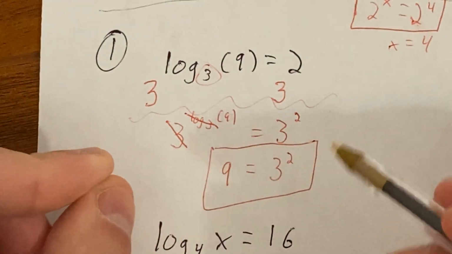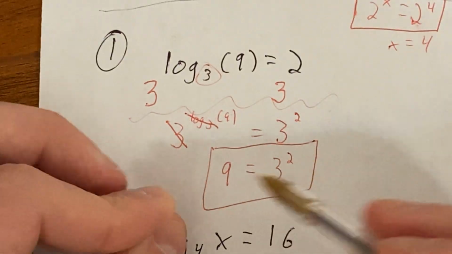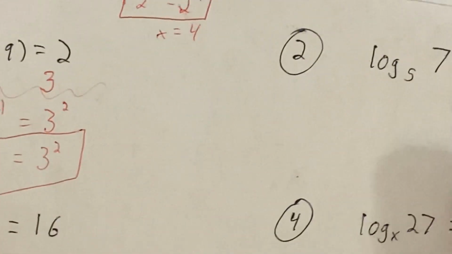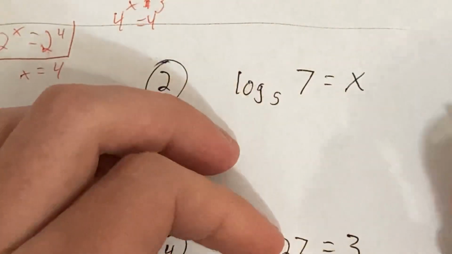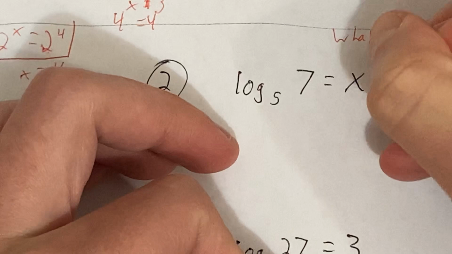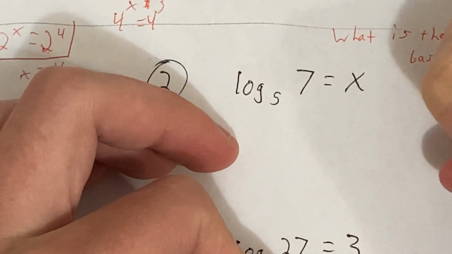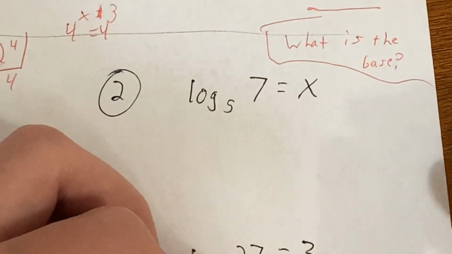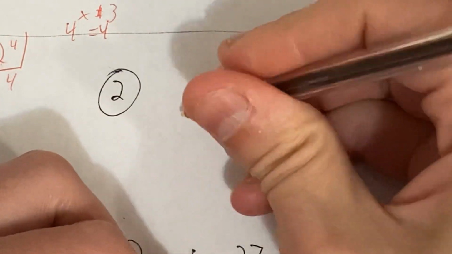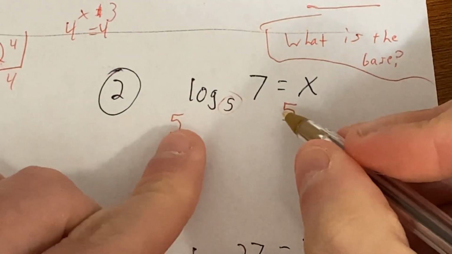Once again, we are converting. Obviously, 9 does equal 3 squared, but no one cares. We are just converting. On this one, I'll ask again, what is the base? The base is what matters. What is the base? Ask that every single time. What is the base? The base is 5. So I'll exponentiate with a 5. Once again, bottom to the left.